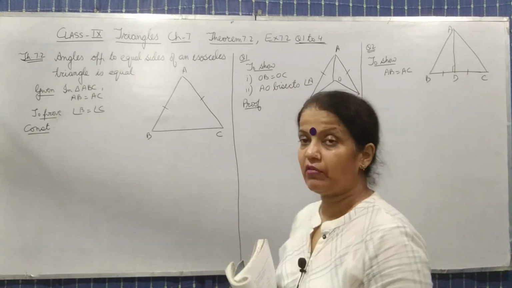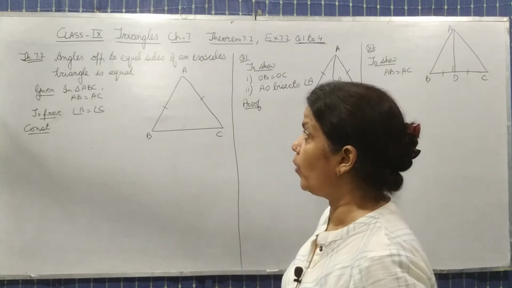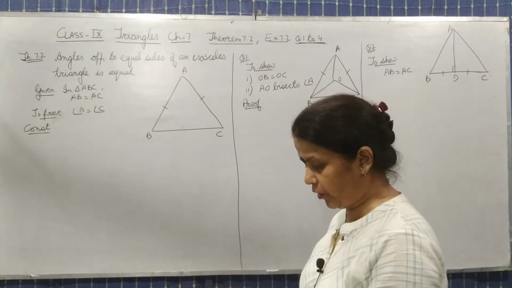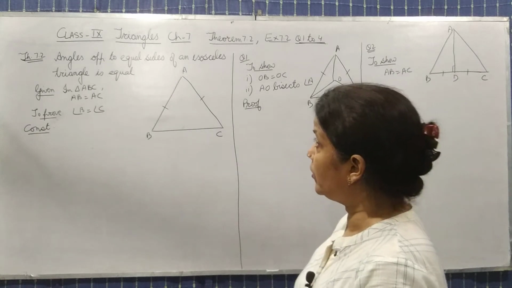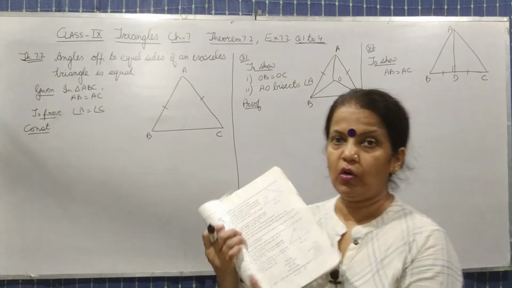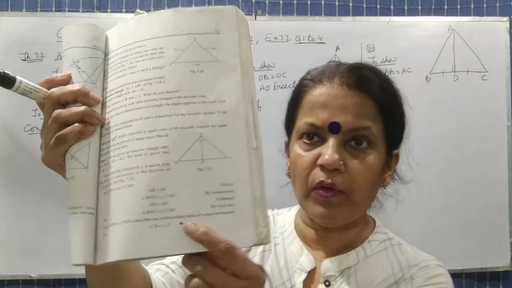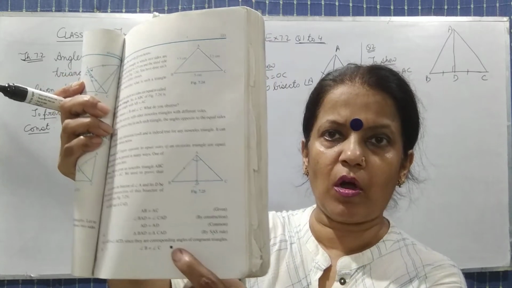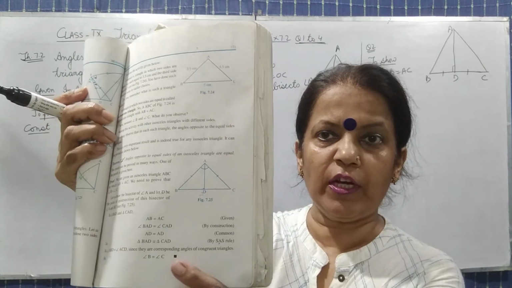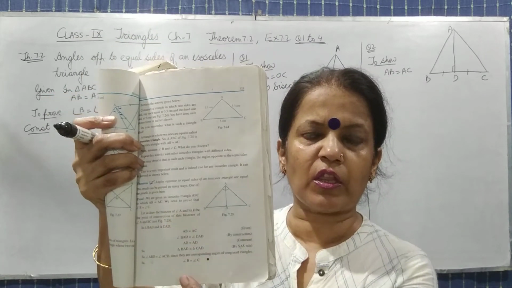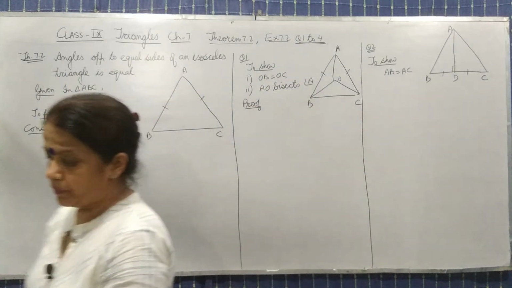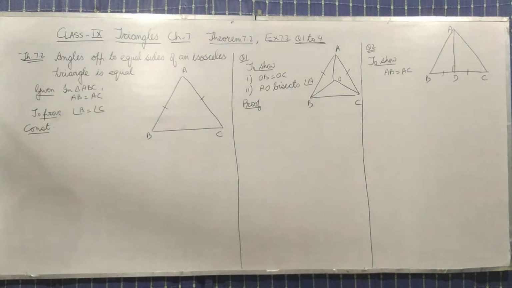Welcome back with exercise 7.2. Before we take the 7.2 exercise, we will do one theorem which is in your syllabus, Theorem 7.2: angles opposite to equal sides of an isosceles triangle are equal. Look here, there is a block here. I think you can see this block. It means the proof of this theorem is in your syllabus. So now we will take the proof of this theorem.